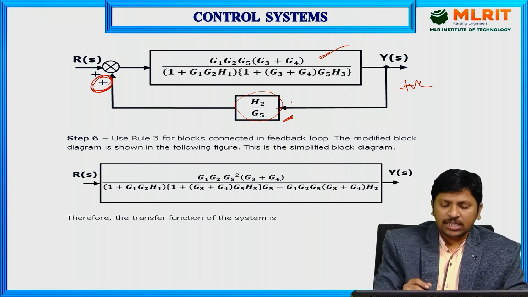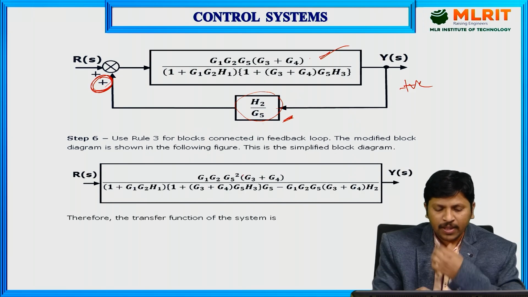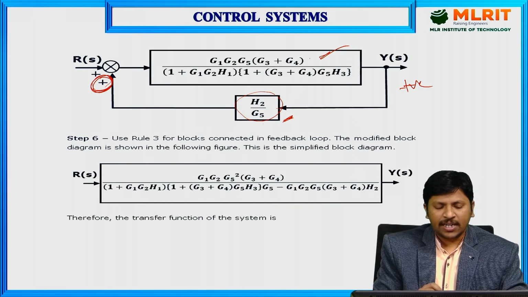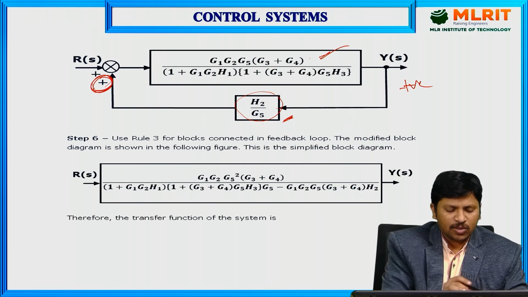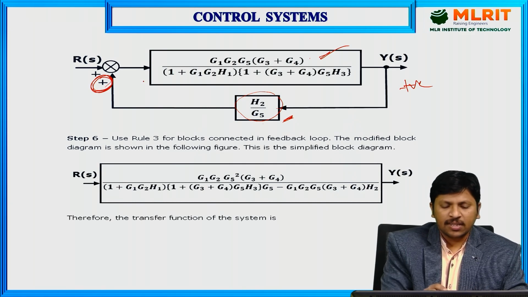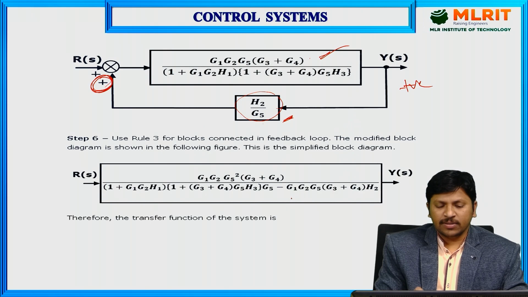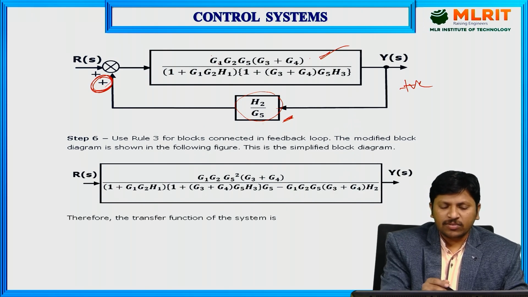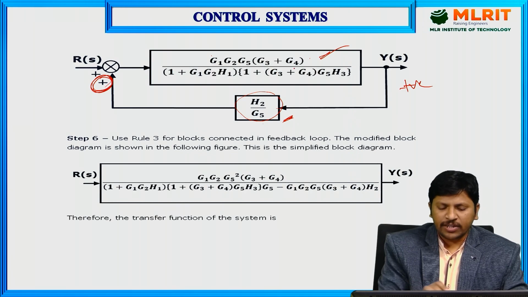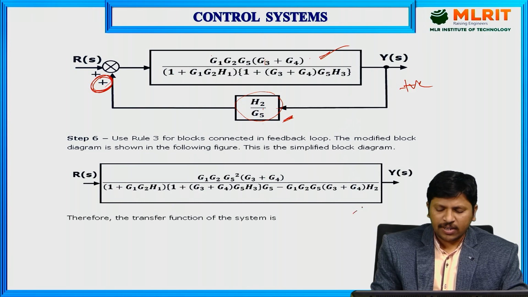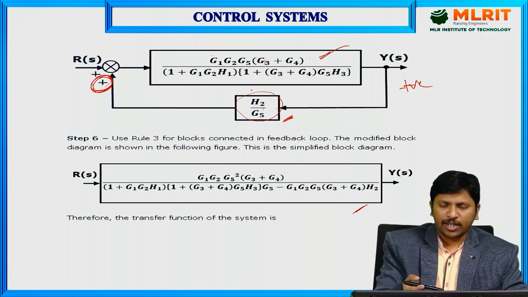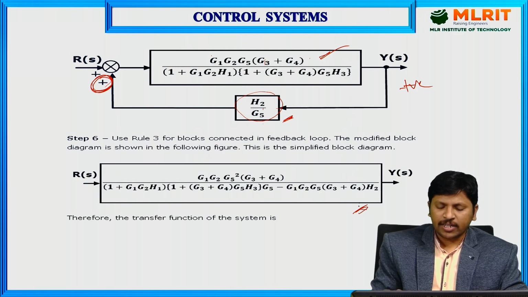Here, these two block values are multiplied in the denominator: 1 minus these two values multiplied, and the numerator part has the same value, G1 G2 G5 of G3 plus G4, divided by this complete block value divided by 1 minus these two block values multiplied. Finally, we get this value. This is the single block. After conversion by the block diagram reduction rules to a single block, this is the transfer function.